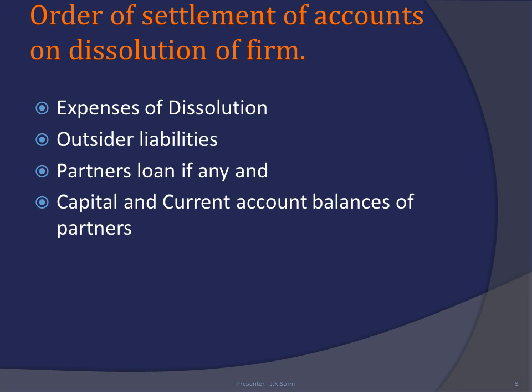When a partnership firm is dissolved, the assets are disposed of and the liabilities and other dues are paid in this order. First of all, the expenses of dissolution are to be paid, and thereafter outsider liabilities, partner's loan, if any, and finally capital and current account of the partners.